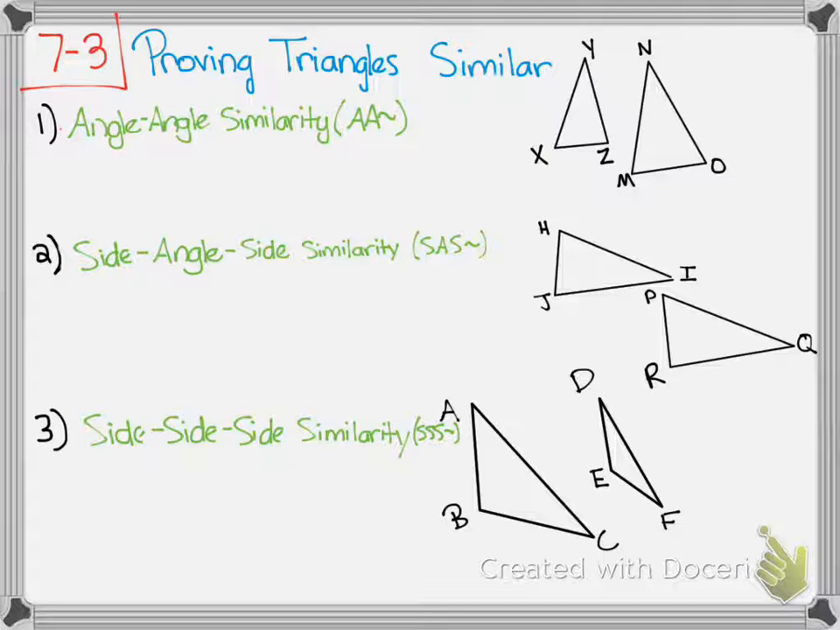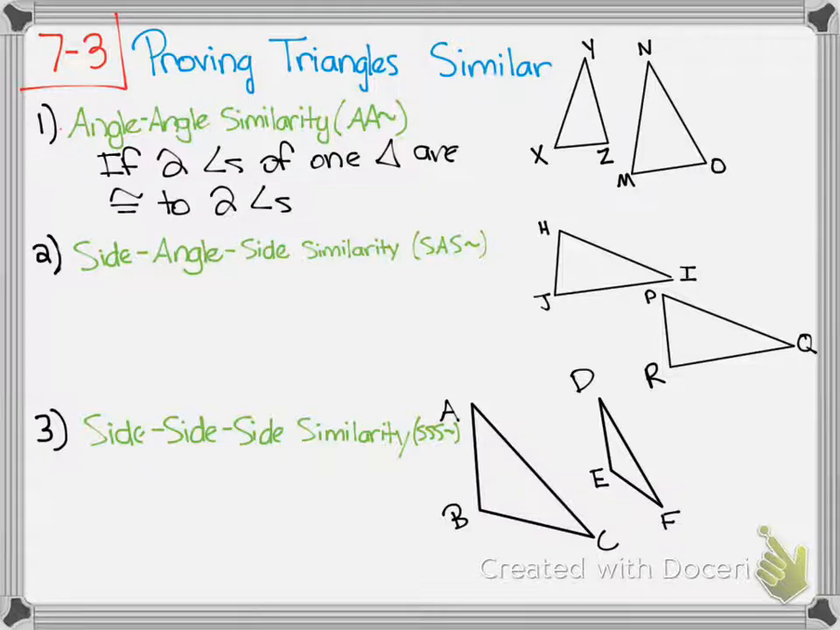So the first one is angle. If two angles of one triangle are congruent to two angles of another triangle, then those triangles have to be similar to one another. So that is the first way to determine whether or not triangles have to be similar, and that is called angle-angle similarity. You can also abbreviate that AA with a little similar sign afterwards.